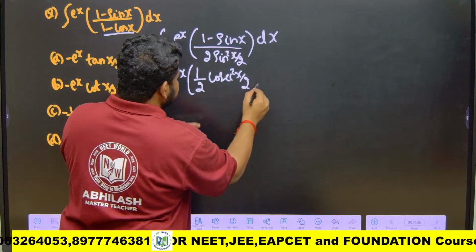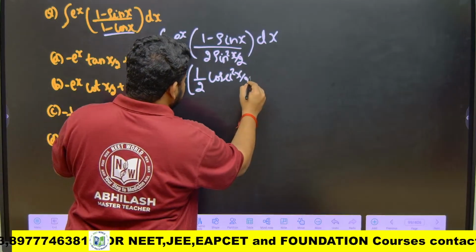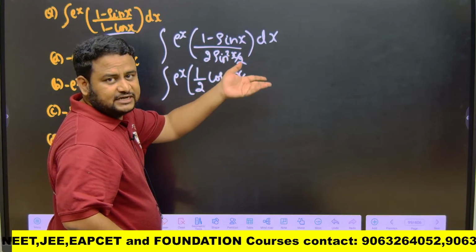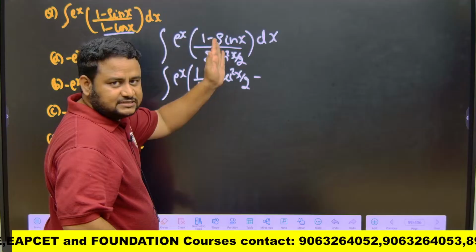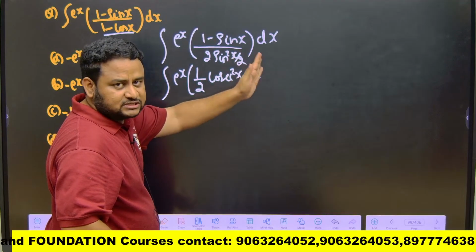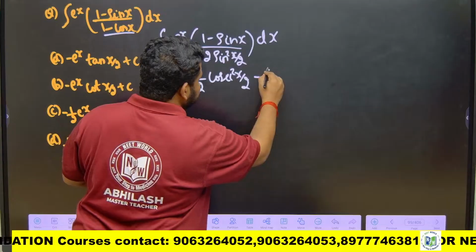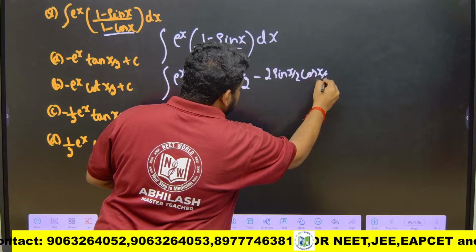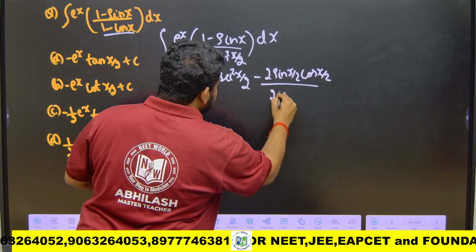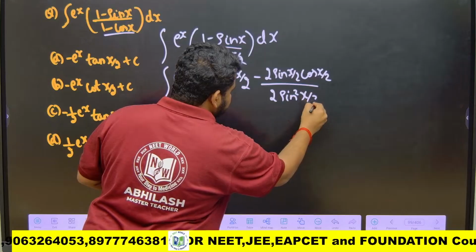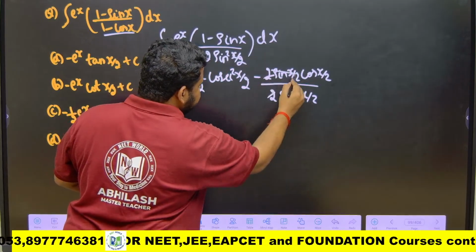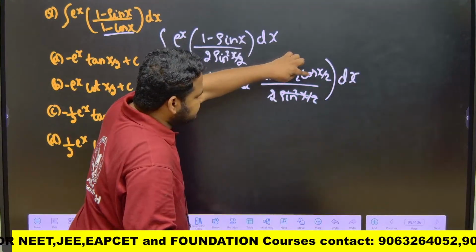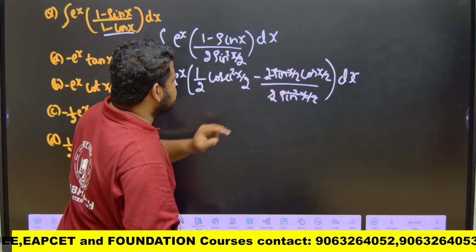Minus, what is there here? 1 by 2 is there. Here, sin x, if I write it in the form of sin 2 theta, is 2 sin theta cos theta. Similarly, sin x can be written as 2 sin x by 2 cos x by 2, divided by 2 sin square x by 2. So 2 cancels, one sin x by 2 cancels, and another sin x by 2 cancels. Here we have dx. So here we have cos x by 2 and sin x by 2.